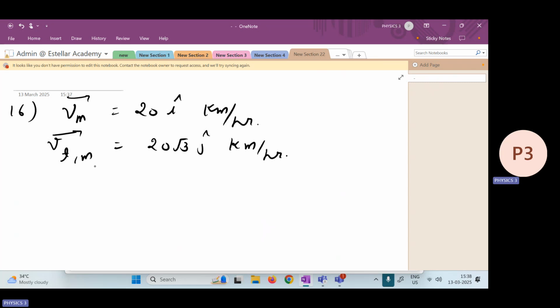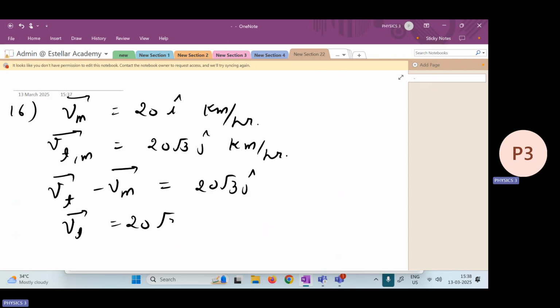Now we have to find the actual velocity and direction of motion of the train. So VTM we can write as VT minus VM, which is given as 20 root 3 j cap. So the actual velocity of train would be VT is equal to 20 root 3 j cap plus VM. So in place of VM we can put 20 i cap.